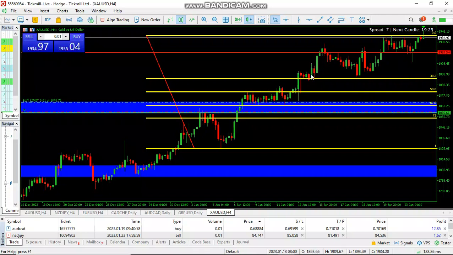I'm not too sure yet. Gold is in the middle of the price range, very overextended, so I'll wait for it to break down and then I'll look for a trade there.